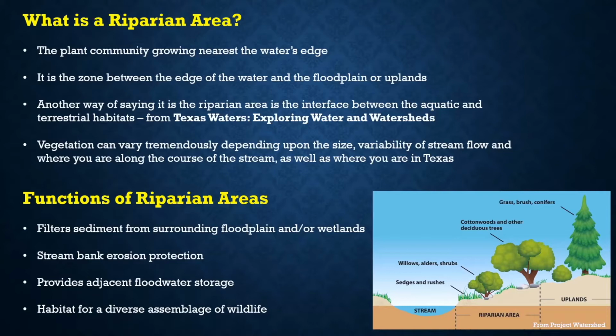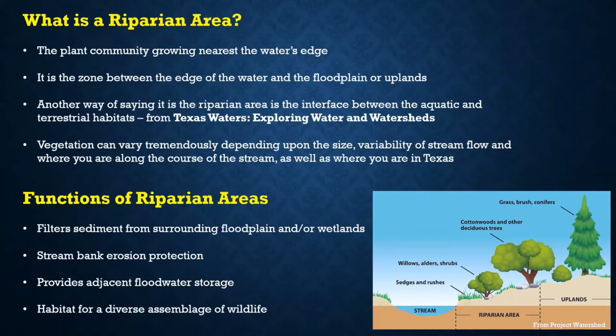Of course, stream bank erosion: the roots that those plants form help stabilize the bank, so you have less erosion during flooding events. It also provides adjacent floodwater storage, so the plants and the roots out there are going to help slow down the rush of water and spread the water out, so that the flooding isn't as severe in some ways.